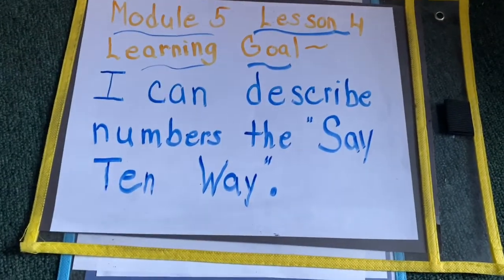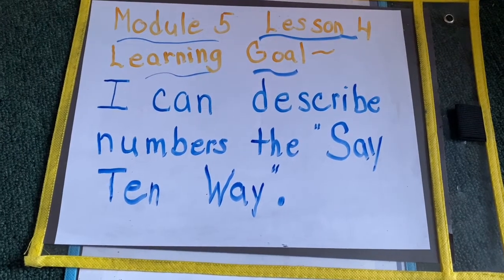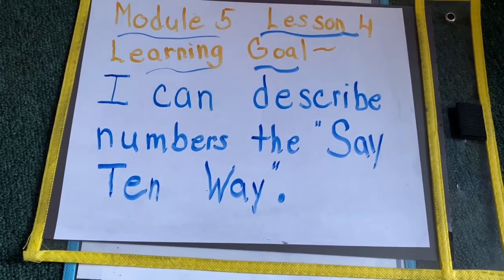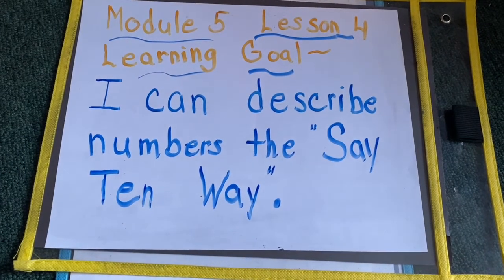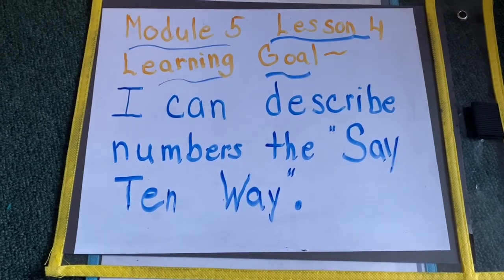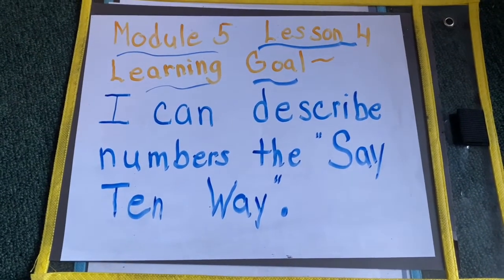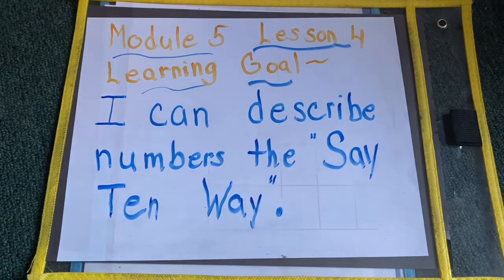We were working on the say 10 way on Friday when we were doing those exercises on Zoom. So that's what we're going to do today. We're going to look at a teen number and we're going to figure out the two parts, the say 10 way. Are you ready? Okay, so you need just your eyes, your voice, your brain. You got them? I know you do. All right, ready? Let's go.